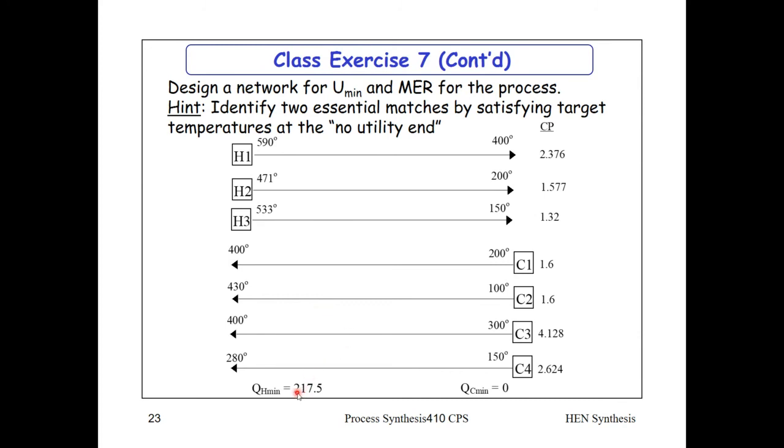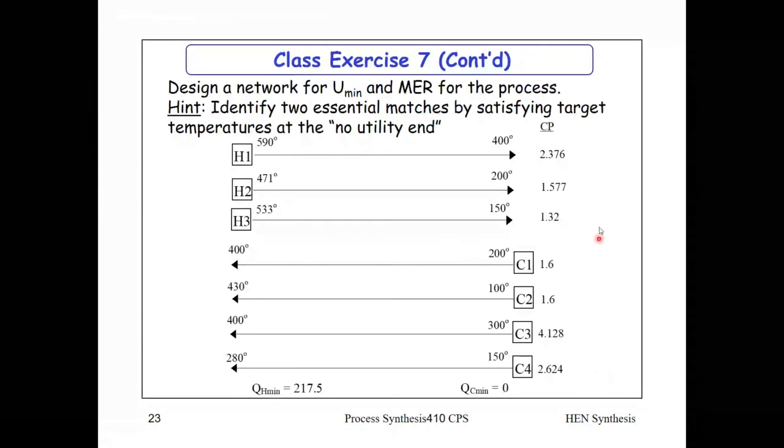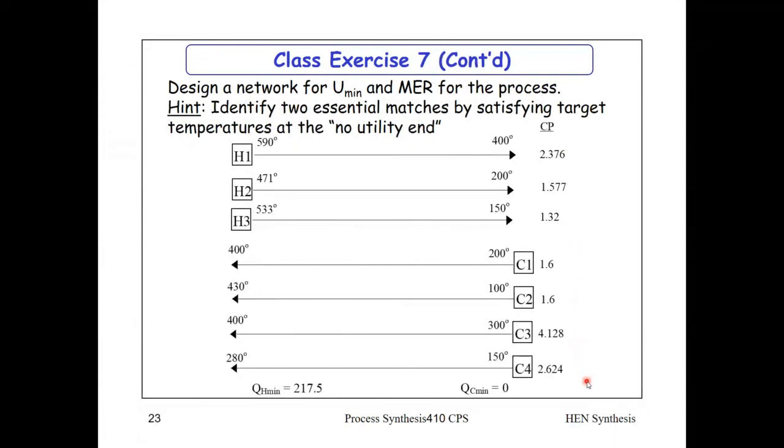Delta T. So we know that MER is the QH min equals 217, and we're not going to use cooling water. We can do that by adding up all the enthalpies of the hot streams and adding up all the enthalpies of the cold streams, and there'll be more enthalpy in the cold streams. You need to push more heat into the cold streams to heat them up than you need to remove from the hot streams.